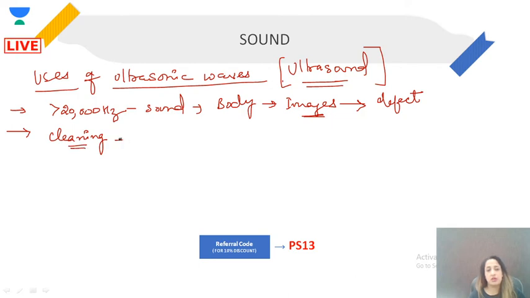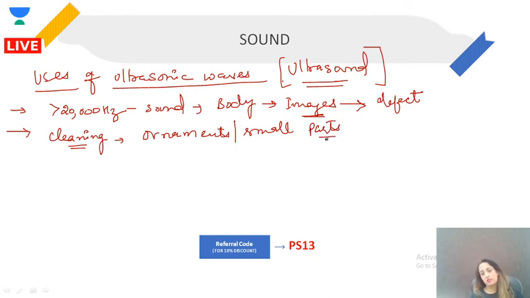Okay, the second major use of ultrasound is in cleaning. So there are ornaments, and let's say many very delicate or very small parts of certain electronic devices or certain other things which we cannot clean otherwise. There also we use ultrasound, because ultrasound is what? Ultrasound is a kind of vibration, and when something vibrates, it is used for cleaning purposes. Okay, so that is part number 2.